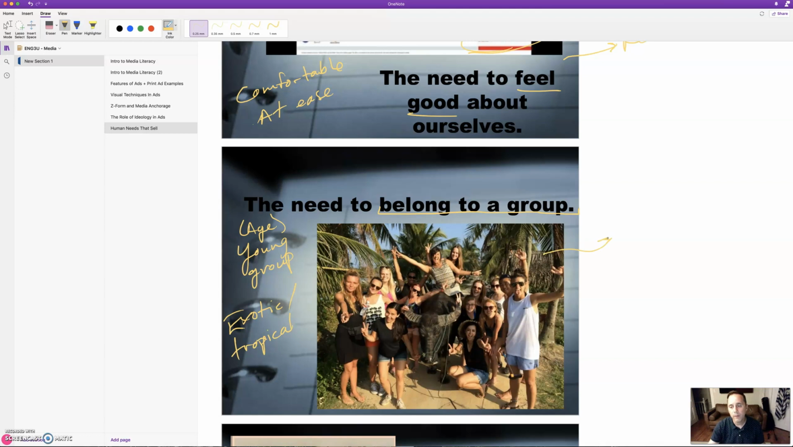So what kind of ad might this be? Need to belong to a group. Maybe this is a travel ad. Could be maybe a camp group or something like that. Could be even like Airbnb or something like that. Okay, but in this case, it's leveraging your peer group because they're all clearly in the same age bracket. And the fact that they're having fun, it's bright and sunny and so on.